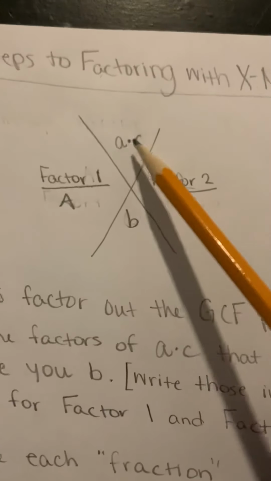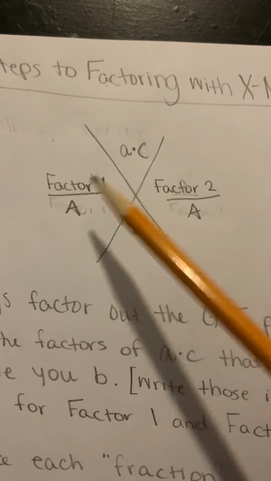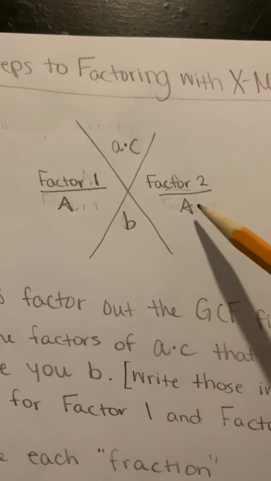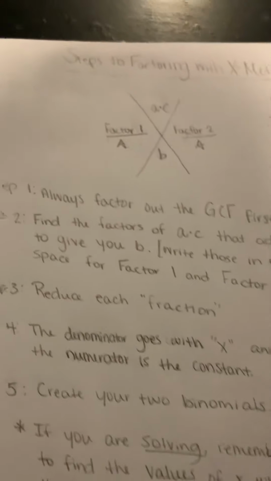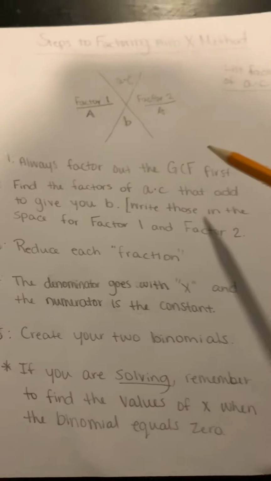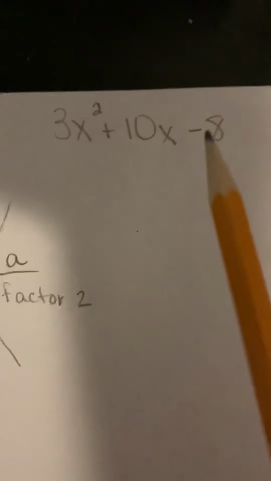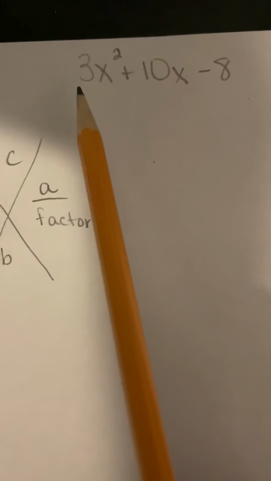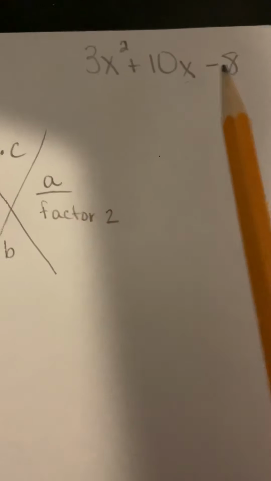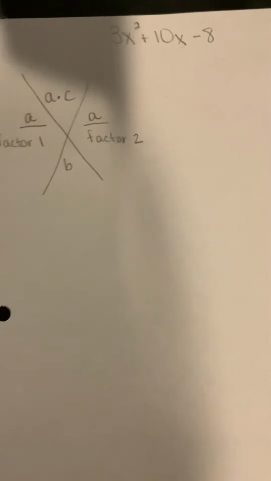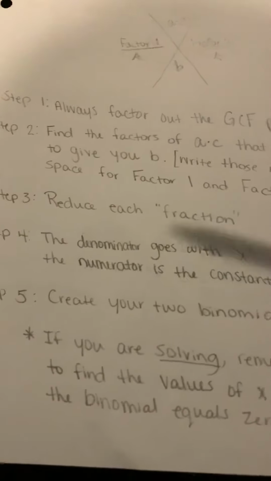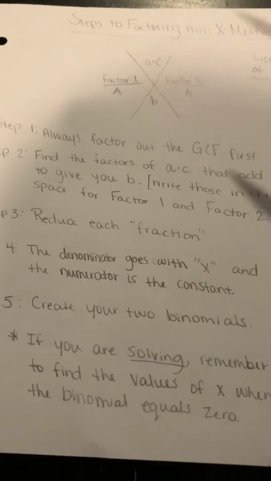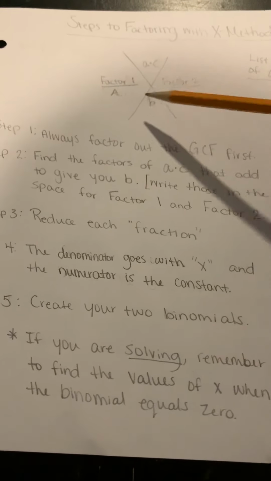So first, this is the initial setup. You have A times C, B right here, factor 1 with A on the bottom, factor 2 with A also on the bottom. First, you want to start off by factoring out the greatest common factor. For example, if we have a problem like 3x squared plus 10x minus 8, there is no greatest common factor, so you just skip step 1. If all of these had been divisible by 2, then you would factor out a 2. After that, you always want to identify A, B, and C, and then fill in your X.